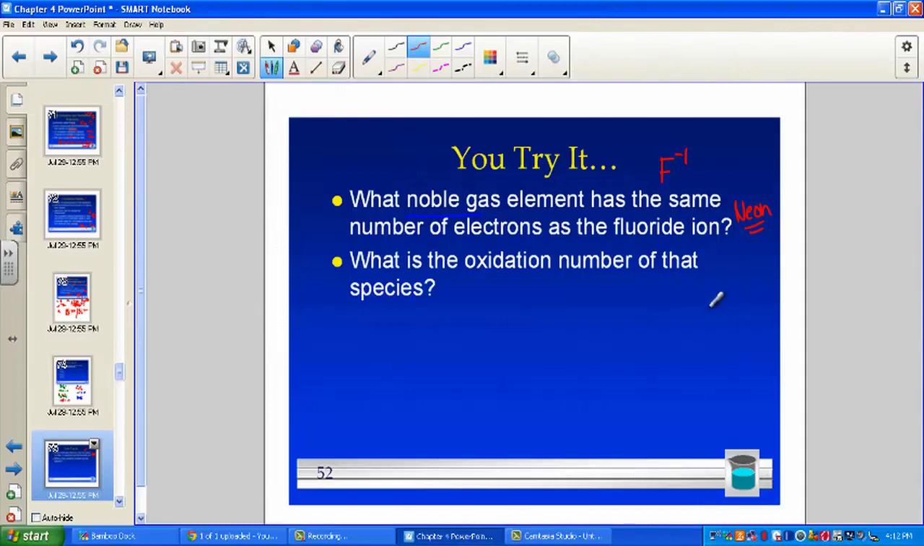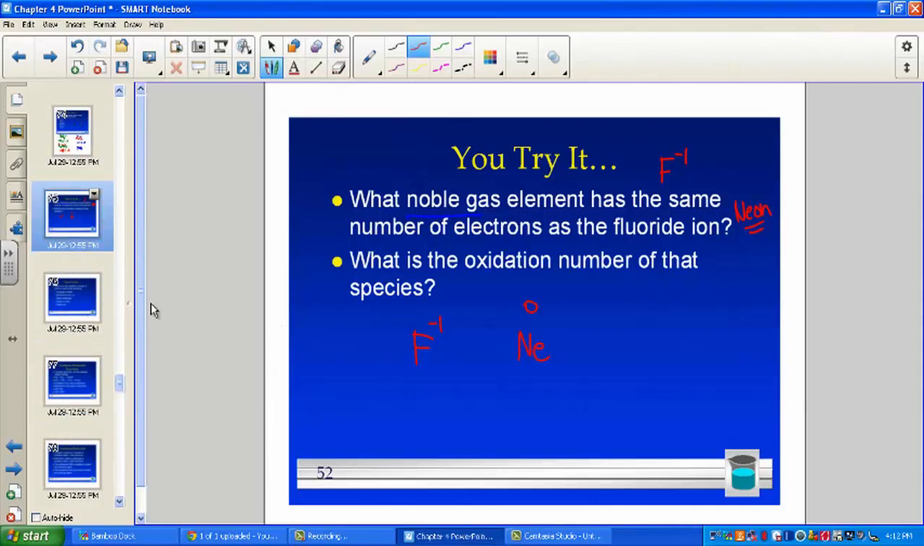What is the oxidation number of that species? Well, neon oxidation number is an element in its natural state. Rule number 1, we know that it would not carry a charge at all. Fluoride has the same number of electrons as neon. Fluoride gained an electron, carries a -1 charge. Neon, a noble gas, would never gain or lose. Its elemental form gives us an oxidation number of 0.